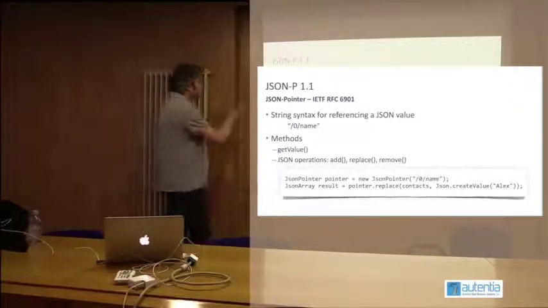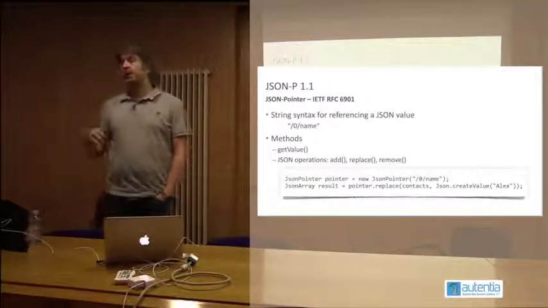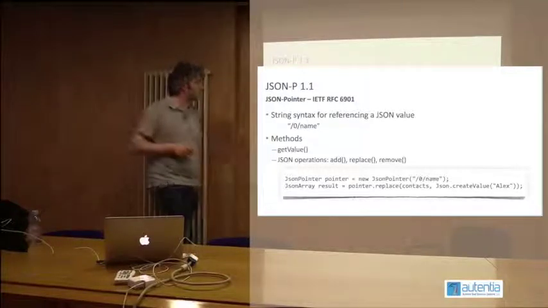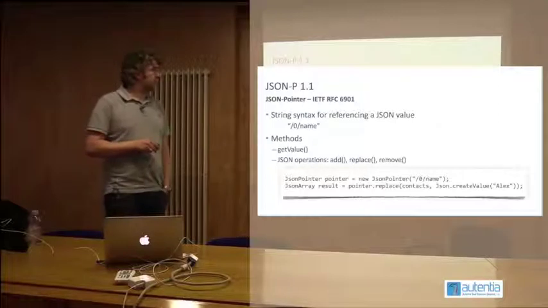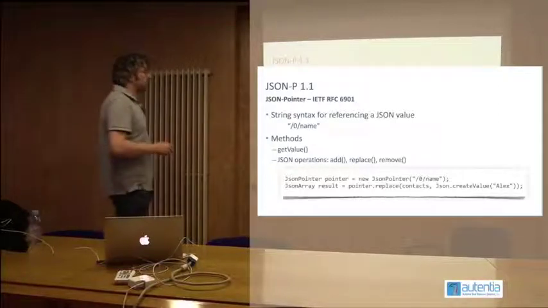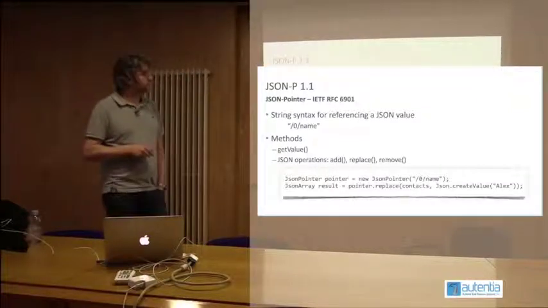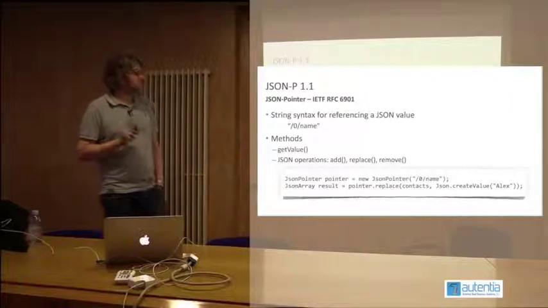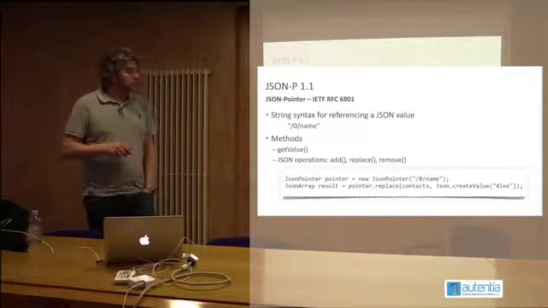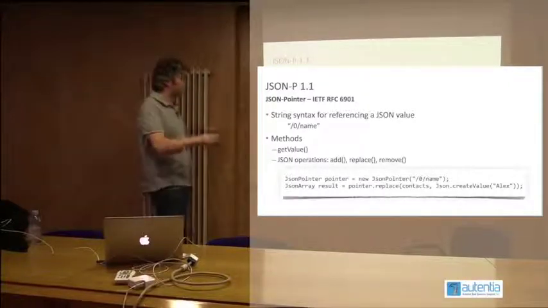So we can do a get value, but we can also do some JSON operations. So add, replace, and remove. This is an example of how it would work. So again, we set the pointer. It's a new JSON pointer, /0/name. Then on that pointer, we invoke the replace method. We specify which JSON object, which JSON document we are talking to, and then we just create a new value. So we will basically replace the name Duke with Alex.